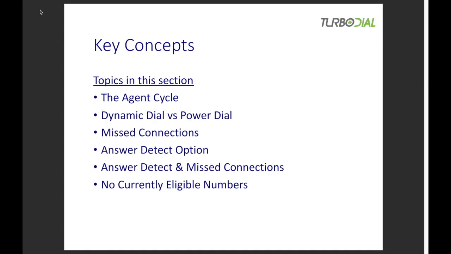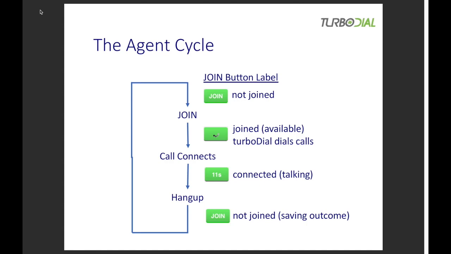All right, there are some key concepts with Dynamic Dial that we want to talk through: the agent cycle; the differences between Dynamic Dial and Power Dial, which you may be familiar with; missed connections in Dynamic Dial and what those mean; the answer detect option, which is new with Dynamic Dial; answer detect along with missed connections and how they work together; and also the special case where there are no currently eligible numbers.